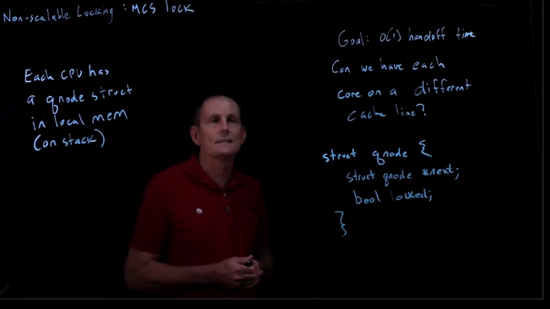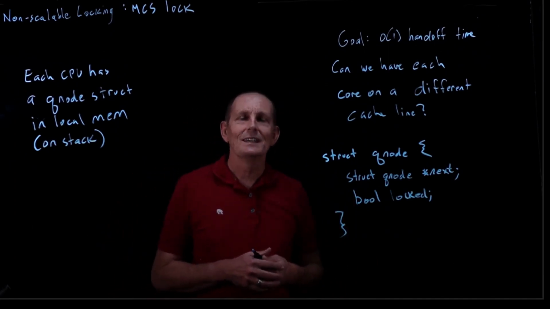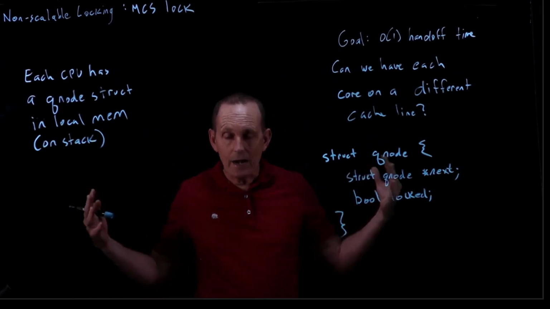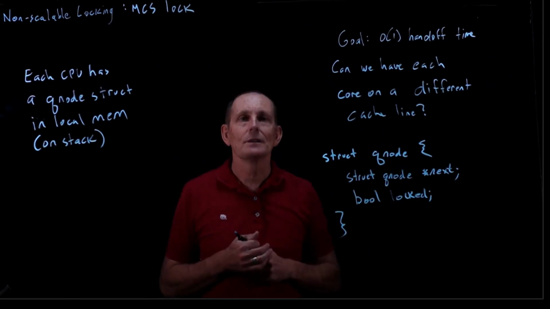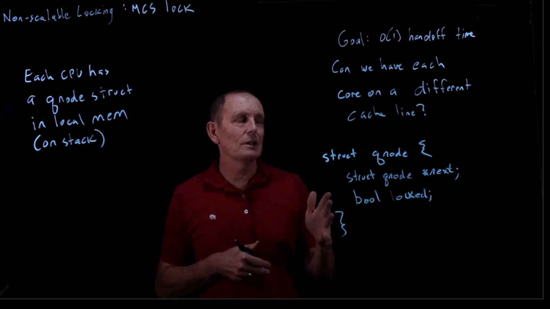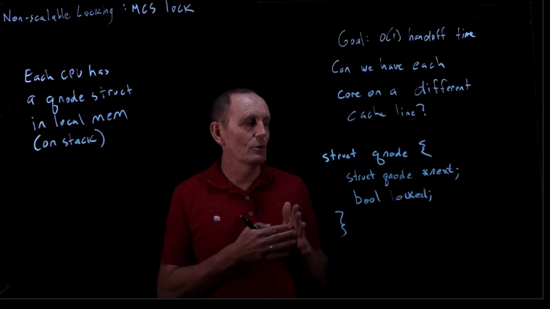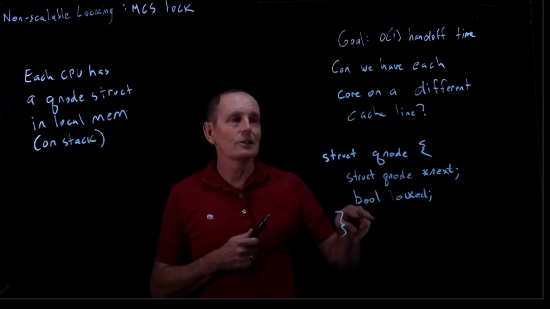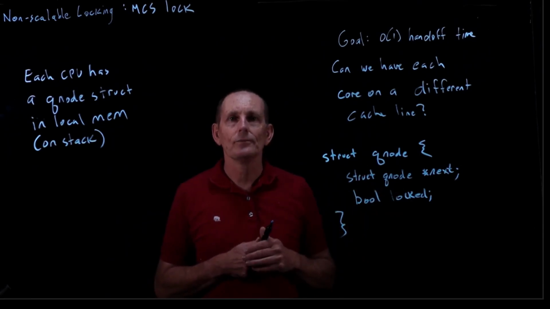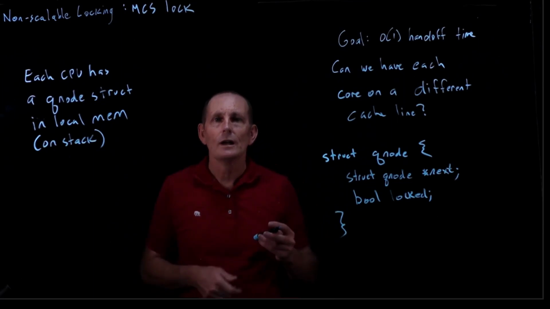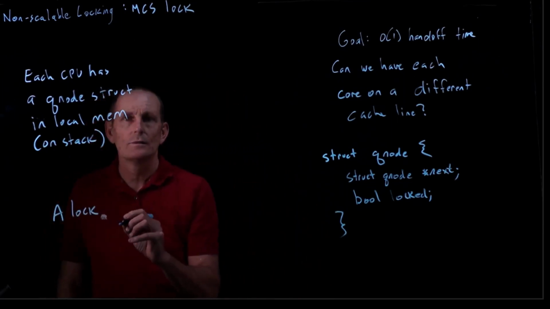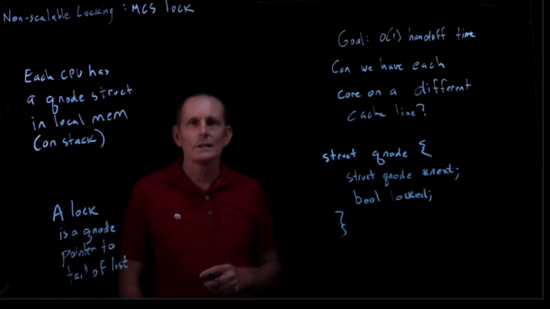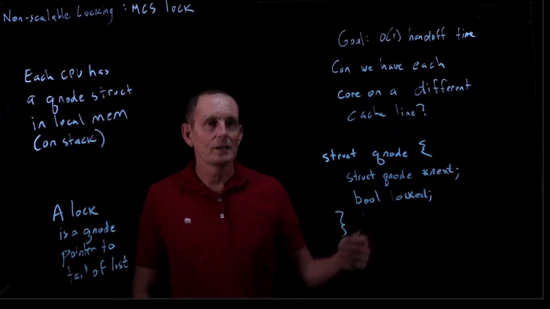So the idea is, unlike the ticket system, where we had a single number that showed what the current ticket is, and everyone went ahead and looked at it every time, instead, we're going to put each of the CPUs in a line according to the order they arrive. And each one is looking at its own locked value. So a lock holds a QNode pointer to the tail of the list. And while we're waiting, we're just spinning on this lock flag.